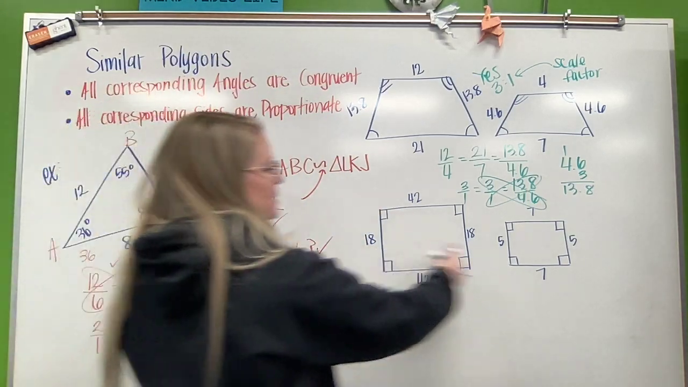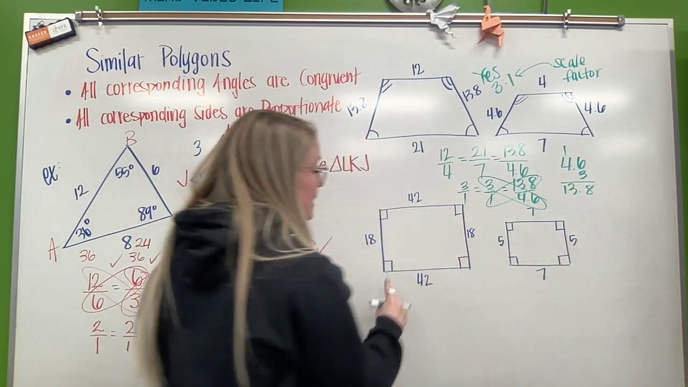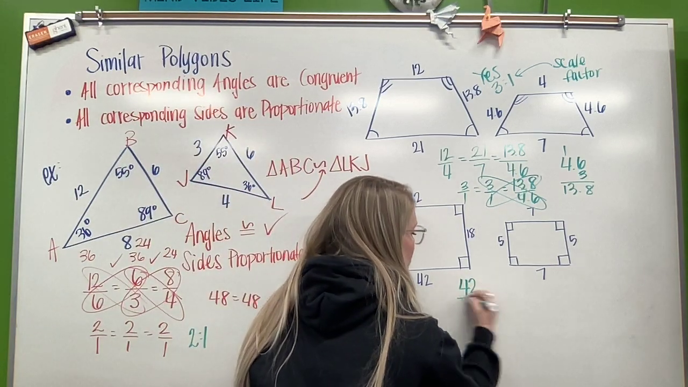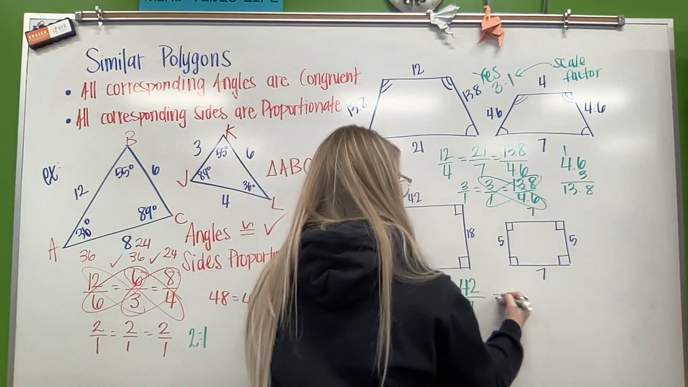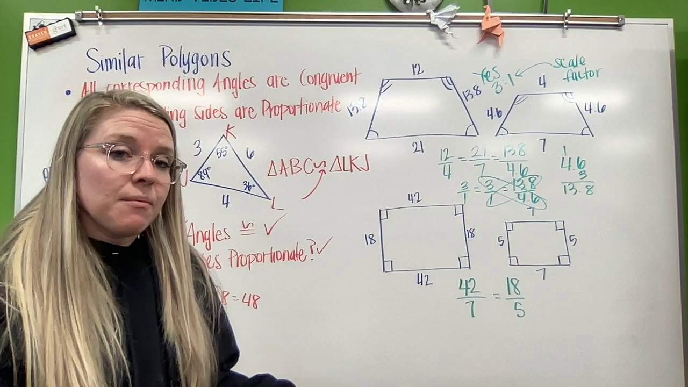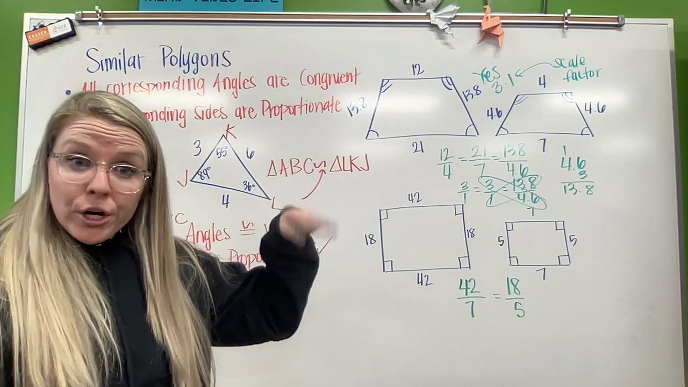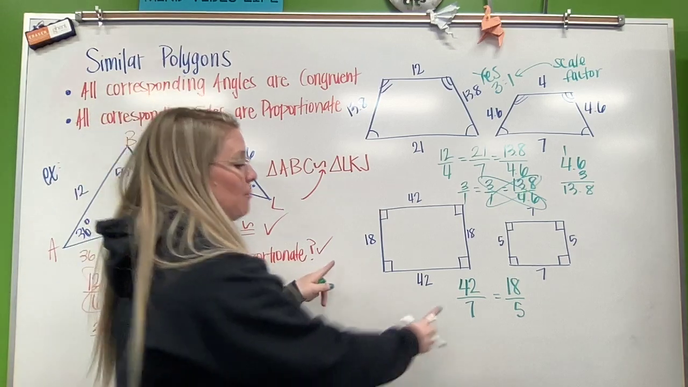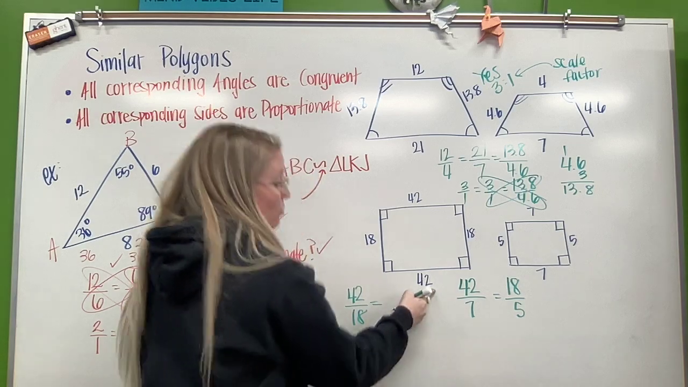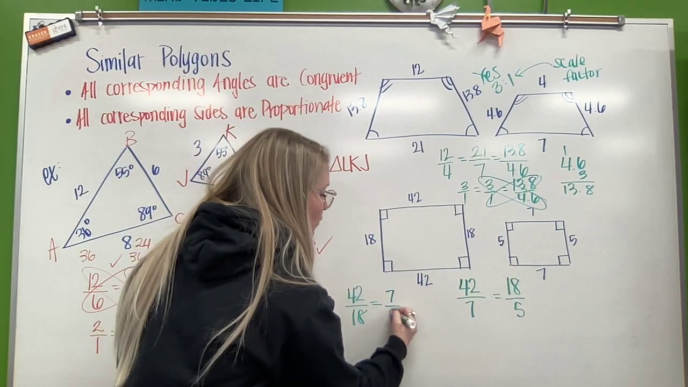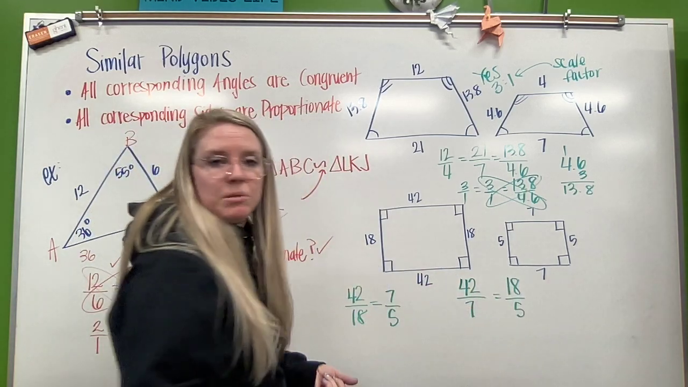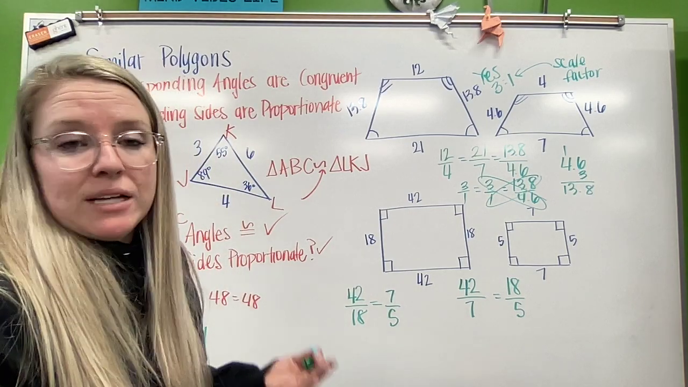Here I have a rectangle compared to a rectangle. They have 90 degrees, so the angles are congruent. Let's check the sides. I have 42 to 7, and then I have 18 to 5. When you're setting up the proportions, as long as you set them up in the same order for each fraction, it doesn't matter how. I could have also set this one up as 42 to 18, long side to short side, is equal to 7 over 5, long side to short side. Notice I'm still cross-multiplying the same numbers together. That's why it works.